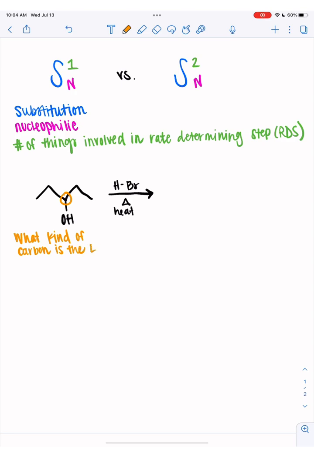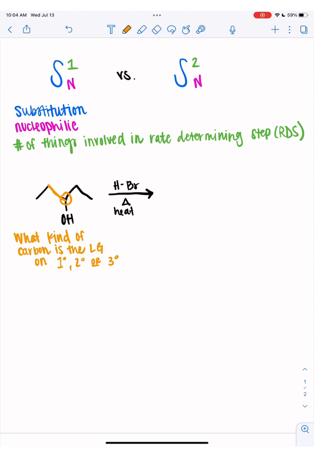So before we can get started to determine if this is SN1 or SN2, we need to look at what kind of carbon the leaving group is on. Is it on primary, secondary, or tertiary? In this case, because there are 2 carbons stemming off of that carbon that the leaving group is attached to, we say that that is a secondary carbon.